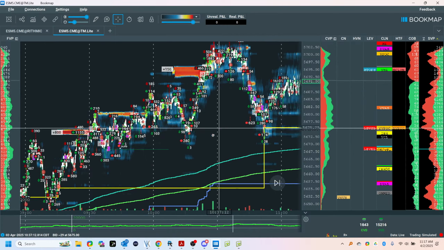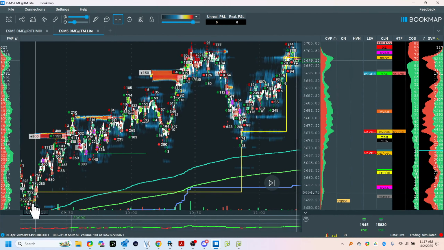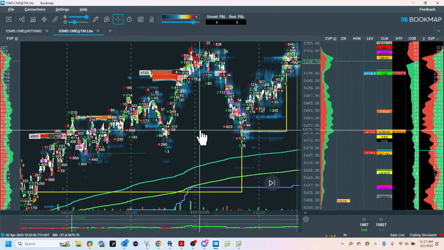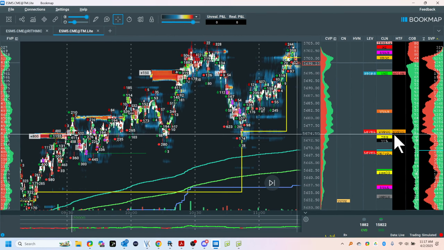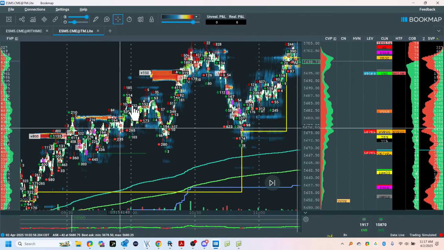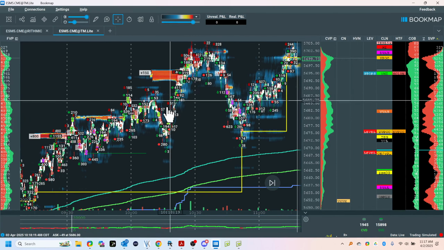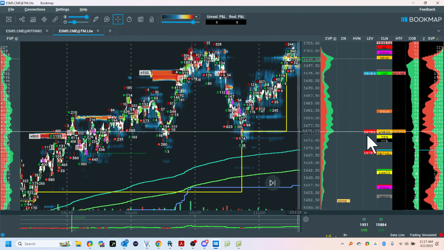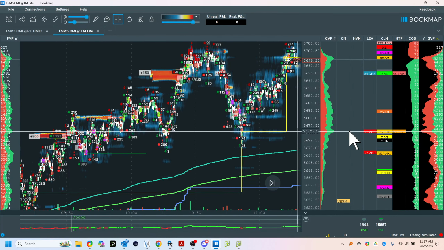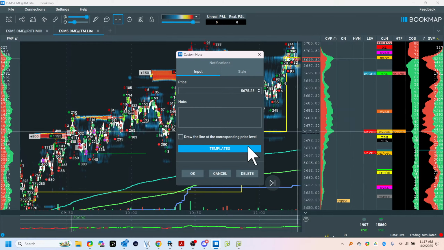What have you noticed? VPOC migration, liftoff. What have you noticed? Now we get a pullback to this level. So we had a pullback there, too low, break high, pullback to where? There, VPOC migration. Follow the yellow brick road. That's why I use yellow, by the way.